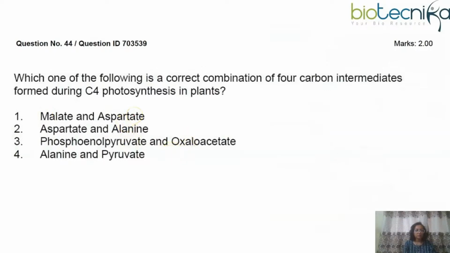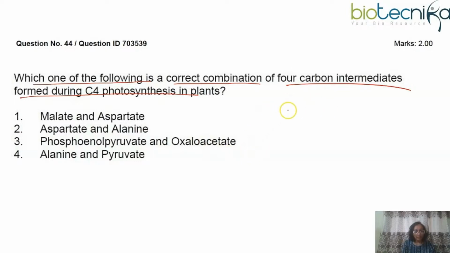Yes, so coming to the next question. Which one of the following is a correct combination of 4 carbon intermediates formed during C4 photosynthesis in plants? So this question deals with the topic of photosynthesis, specifically C4 photosynthesis or C4 pathway. And again, this is a pretty straightforward question.